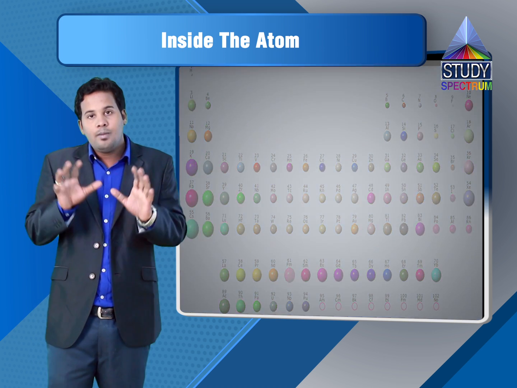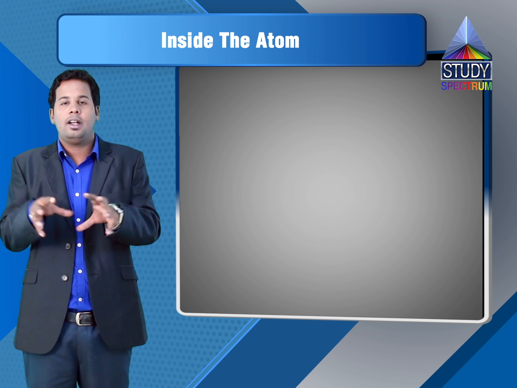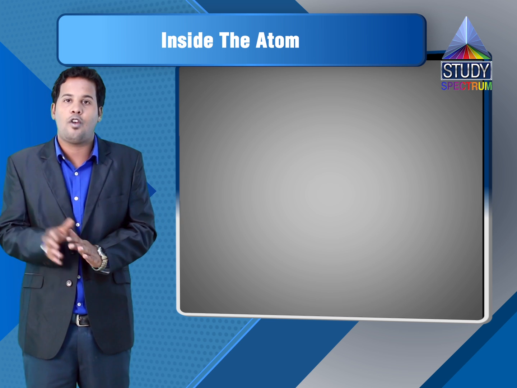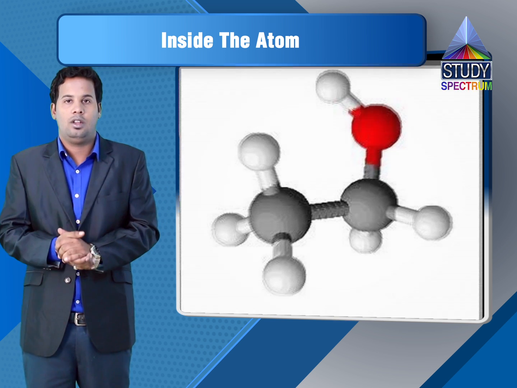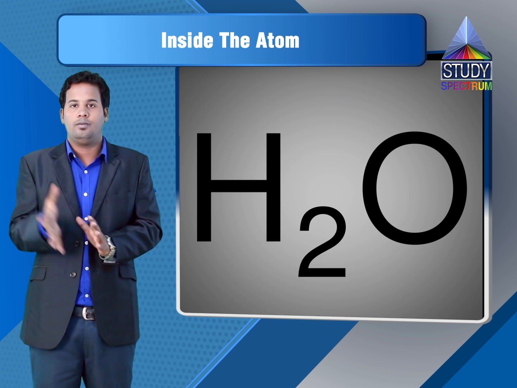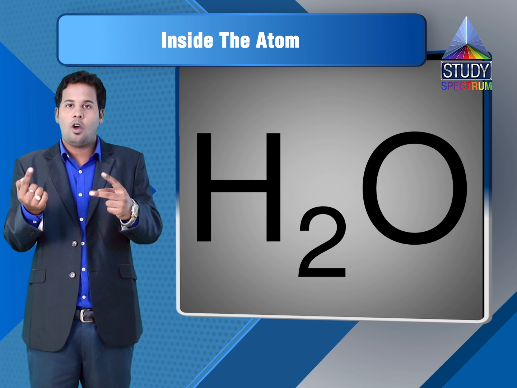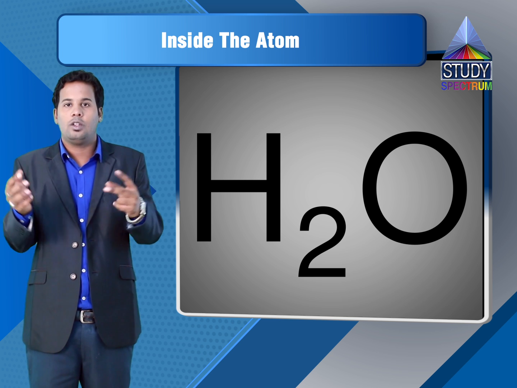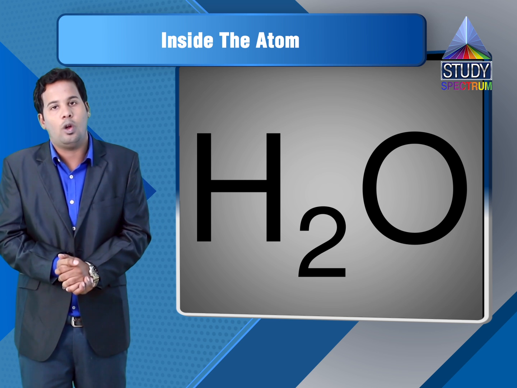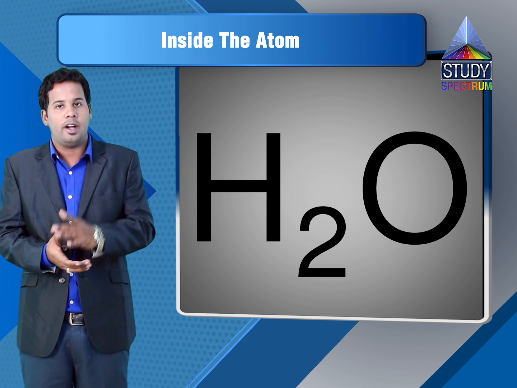He said atoms of different elements combine in a fixed ratio to form a compound or molecule. For example, H2O: 2 hydrogen atoms and 1 oxygen atom. It means a 2:1 ratio. They combine to form one H2O molecule. That was the third point.